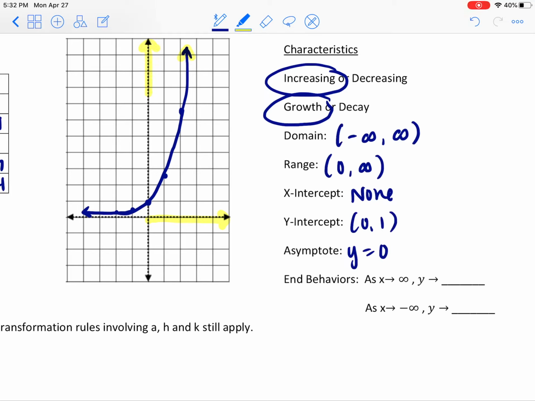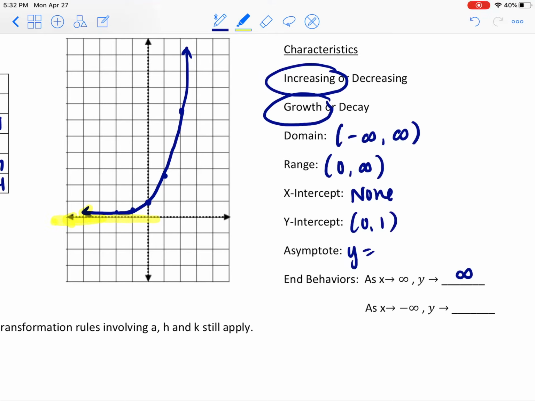And then end behaviors. It's been a little while since we've seen these. As x goes to infinity, means if we're on the x-axis going toward infinity, we're looking to the right. If I go to the right end of this graph here, where are these y values headed? They are headed up toward positive infinity. So this end of the graph goes toward positive infinity.